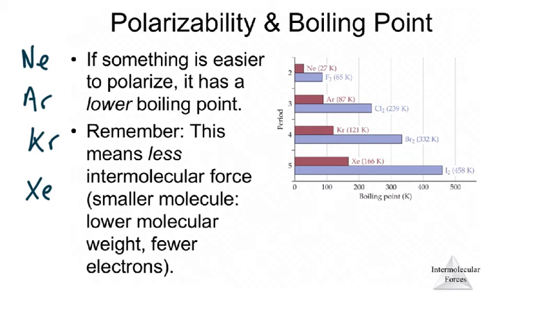You'll notice it's in Kelvin. 27 Kelvin is the boiling point of neon. Now notice as you go down, argon's boiling point increases, krypton increases. By the time you get to xenon, it's at 166 Kelvin. What's happening here is that as the atoms get bigger, there are more and more electrons, so their electron clouds are huge. So once they get distorted, the electron cloud is way more polarizable, which will result in a stronger LDF, causing their boiling points to be higher.